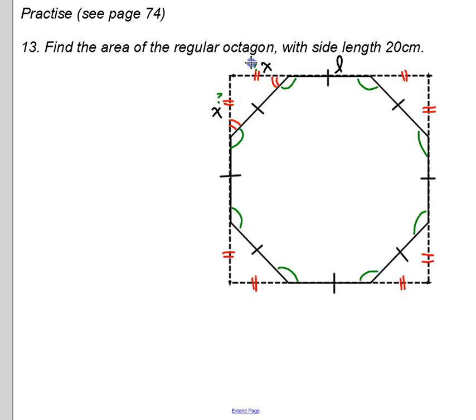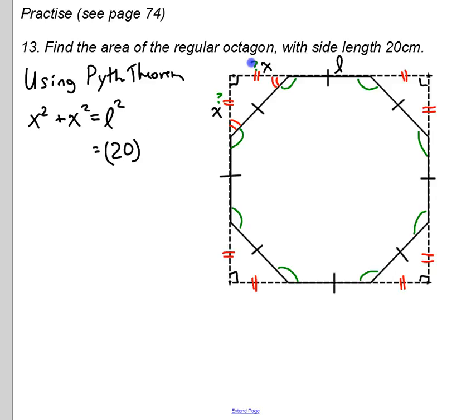Okay, and so we know we have a right angle in the corners, and that allows us to use the Pythagorean theorem. So using the Pythagorean theorem, we can find missing dimensions, and the relationship is that the square of the base plus the square of the height is equal to the square of the hypotenuse, which would be L squared. Well, we know that L is 20, so we have 20 squared on the right side, and we have x squared plus x squared, which is 2x squared on the left side.